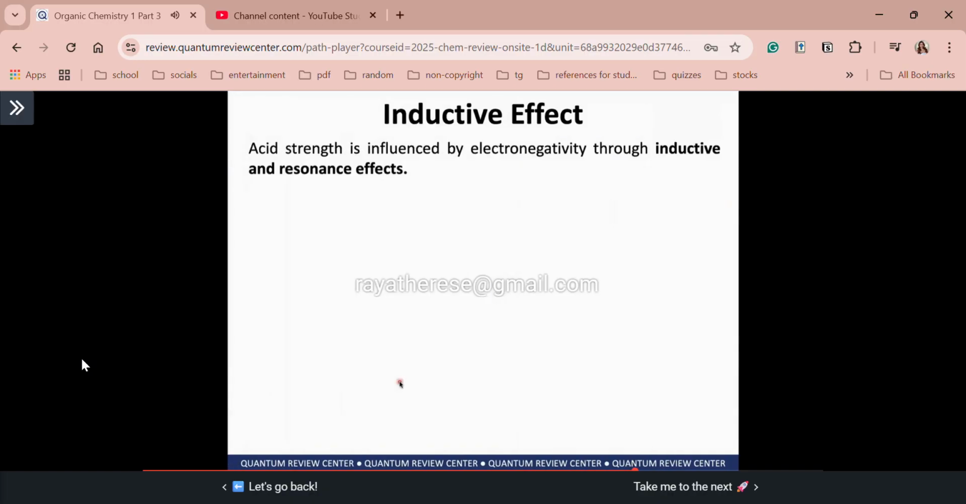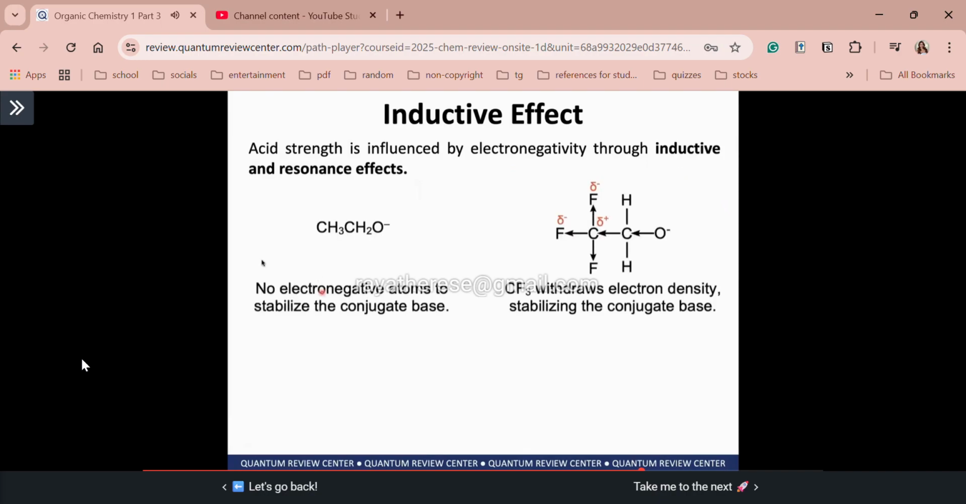Next. The inductive effect is very important in our discussion here in organic chemistry because your acid strength is actually influenced by electronegativity through your inductive and resonance effects. Okay, class, the difference here: the inductive effect is transmitted through the sigma bonds participating in your bonding interactions. Let's check. Firstly, we have your ionized compound here. So no electronegative atoms stabilize the conjugate base because, relatively, they have similar electronegativity in your hydrocarbon chain. For your oxygen, its electronegativity is near that of your carbon and hydrogen.